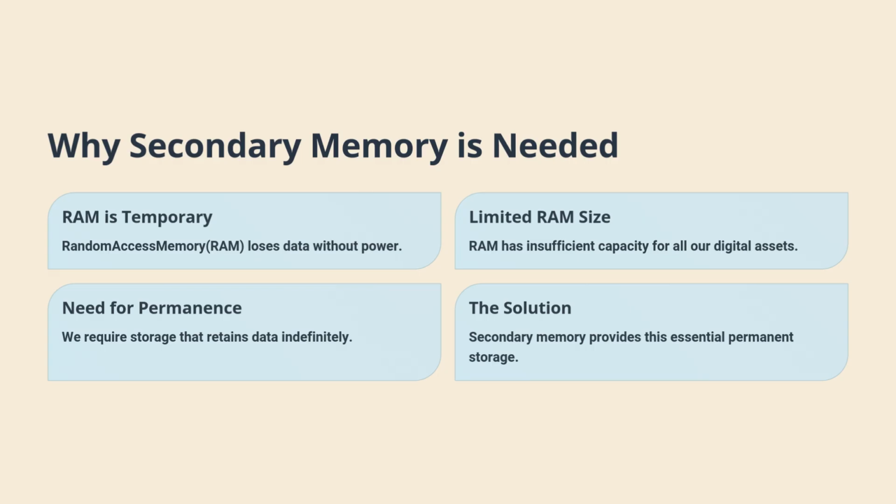Second reason, RAM size is limited. RAM cannot store all our photos, videos, movies, apps, and files. It is small compared to how much data we use every day. Third reason, we need permanent storage. We want our data to stay safe even after shutting down the system. That is why we need secondary memory.